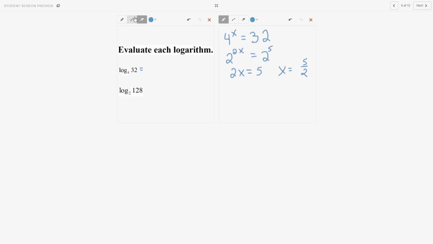So if I were to evaluate that, I get 5 over 2. I'm going to do the same thing for the next one. I'm going to just set it equal to x. I'm going to rewrite that: 2 to the x equals 128. Sometimes it helps to know your powers of 2's. You might want to make a little cheat sheet and have those out. 128 is the same thing as 2 to the 7th. So in this case, x is 7.